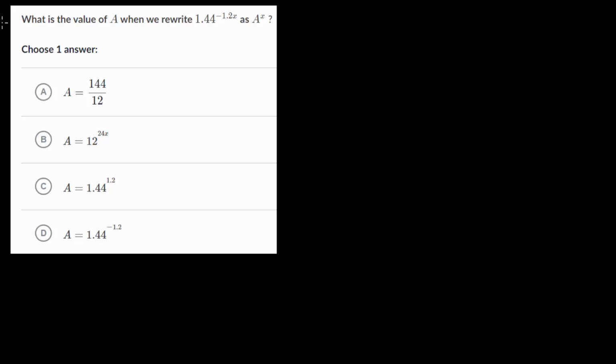So let's look at a couple more examples of rewriting these exponential expressions. For this one, what is the value of a when we rewrite 1.44 raised to the minus 1.2 times x? And we need to rewrite this as a to the x power. Figuring out what a is a little bit tricky here, but notice we have a product in our exponent.